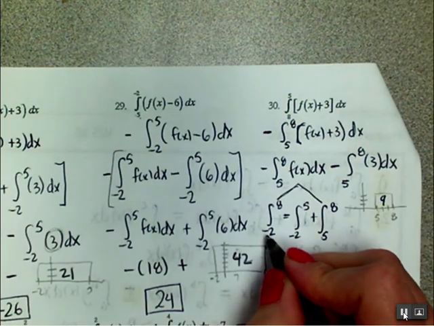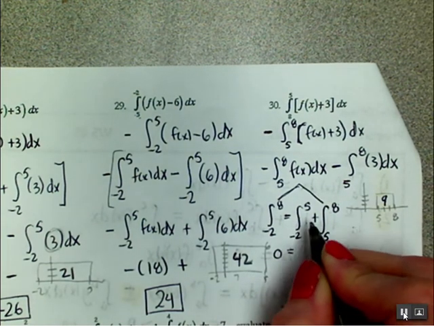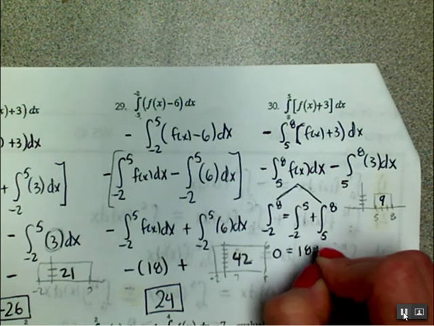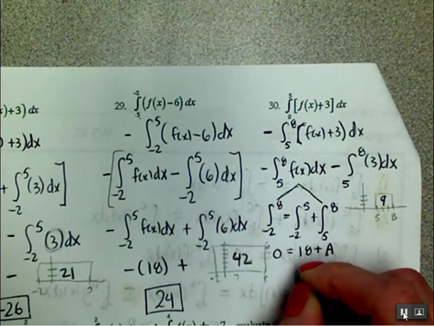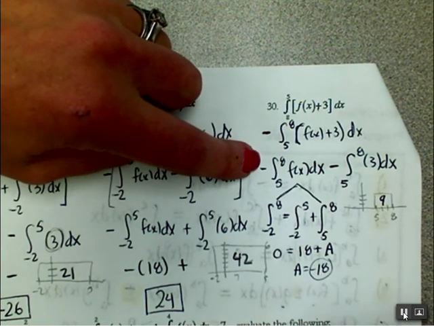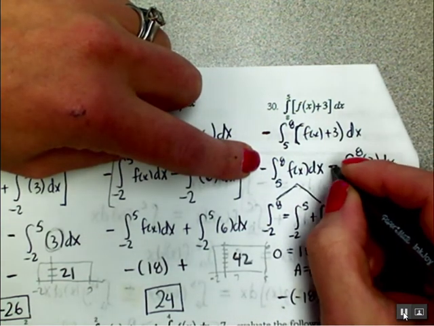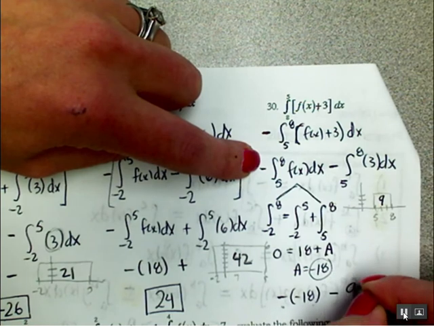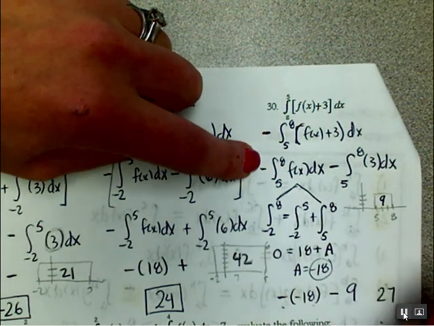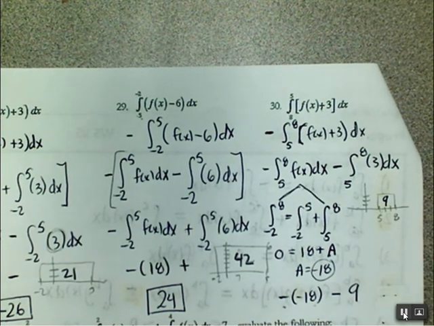And so if I look up on the first page, negative 2 to 8 is 0. Negative 2 to 5 is 18. And 5 to 8 is the unknown area. There's the integral that I was looking for. So this is minus negative 18. Keep that minus 9. And so we end up with, oh, not 27. We end up with positive 18 minus 9, so positive 9.